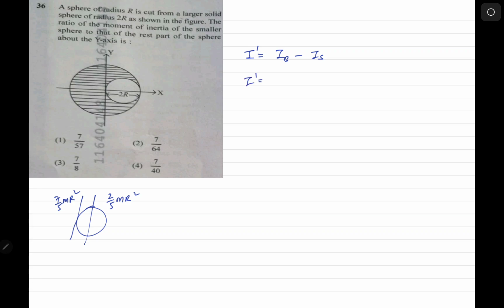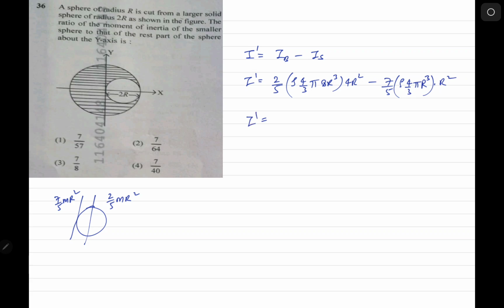So I dash equal to IB, where IB is the moment of inertia of the bigger sphere about the y-axis. The y-axis is passing through the center. The formula is 2 by 5, its mass rho into 4 by 3 pi 8 r cube, because the radius is 2r. So 2 by 5 m r square, so 4r square, minus the smaller one. For the smaller one, this y-axis is the tangent. So the tangent formula will come, 7 by 5. Its mass 4 by 3 pi, its radius is r cube, into r square.